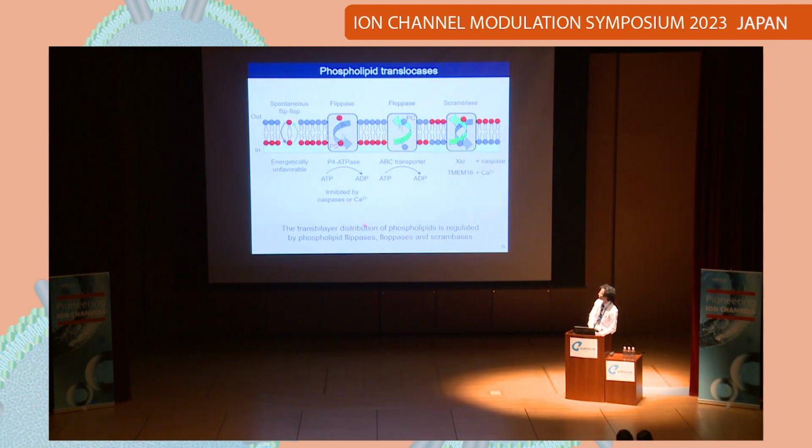So far, three types of phospholipid translocases have been identified. For example, phospholipid flippases are known to translocate phospholipids from the outer to the inner leaflet of the plasma membrane. So the transmembrane distribution of phospholipids should be regulated by phospholipid flippases, floppases, and scramblases. But it is still unclear why the distribution of phospholipids is so tightly controlled in the plasma membrane.